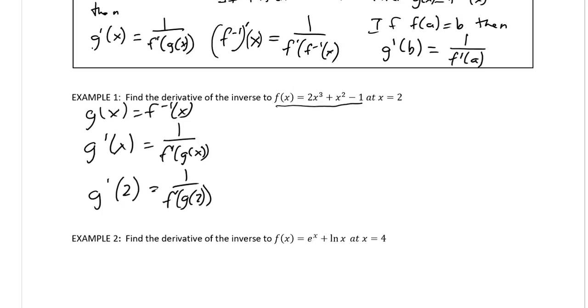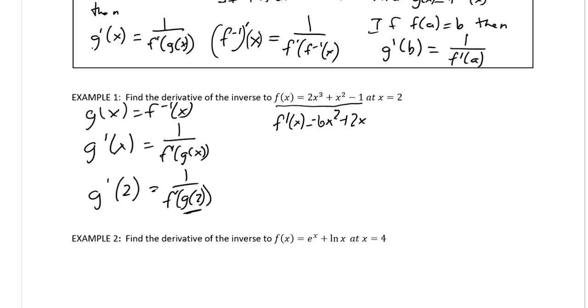Now, you might say, well, I just have to find g of 2 and plug it into f prime, because I can take f prime, which I know would be 6x squared plus 2x. However, they don't give me a formula for g of 2. They give me a formula for f, but not for g of 2. So somehow I've got to find the value of g of 2, and then I can plug that into f prime and get my answer. Well, we can use the information they gave us because we know that f and g are inverses.